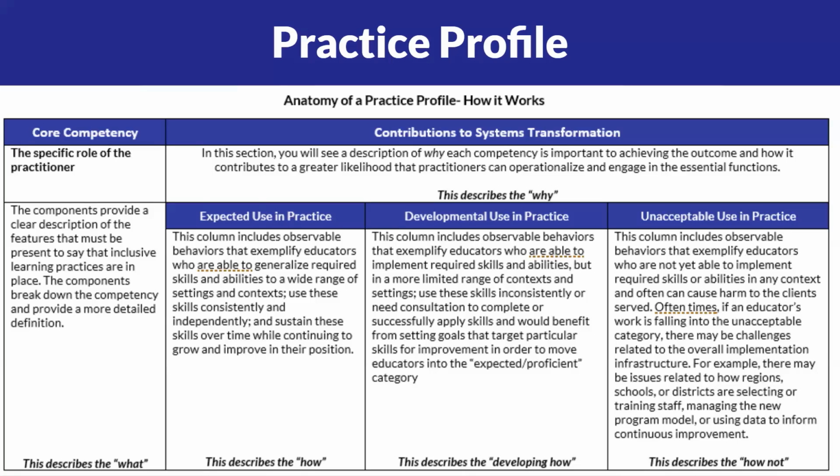Unacceptable variation includes activities that exemplify practitioners who are not yet able to implement required skills or abilities in any context. Oftentimes, if a practitioner's work is falling into the unacceptable category, there may be challenges related to the overall implementation infrastructure. For example, there may be issues related to how the district is selecting or training staff, managing the new program model, or using data to inform continuous improvement.